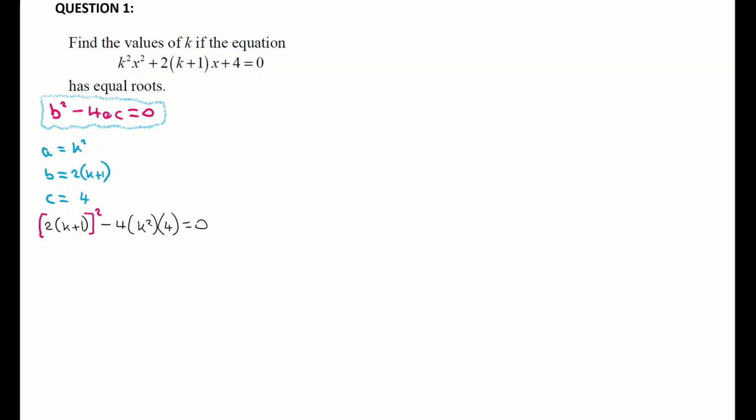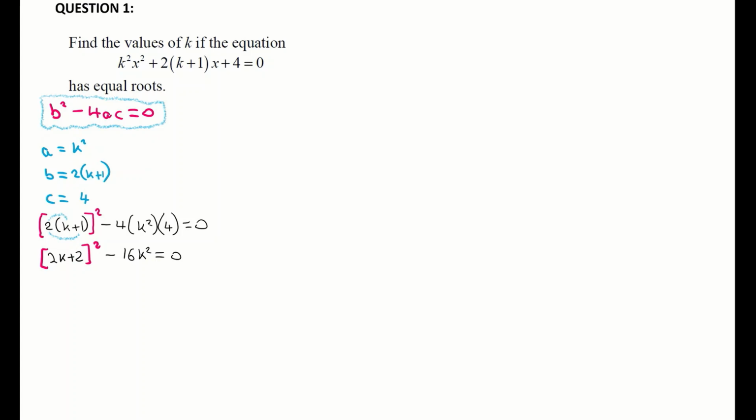I'm just going to evaluate the part that's in the red bracket. So I'm going to multiply in my 2 into the bracket, and that is giving me 2k plus 2. Now I need to look at squaring all of that. And then when I evaluate the 4 multiplied by the k squared multiplied by the 4, that is giving me minus 4 by 4, which is 16, and 16 by k squared is 16k squared equals 0. Now I'm going to come back to the 2k plus 2 all to be squared.